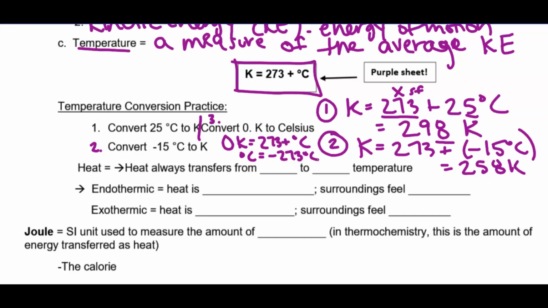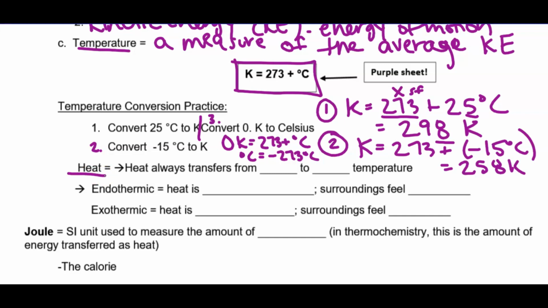The units we'll be using will either be Kelvin or Celsius. We should be able to convert back and forth between these two. The formula should be under Unit 2 in your unit packet. Okay? Heat is different than temperature. Heat is, we always make a comparison for heat.